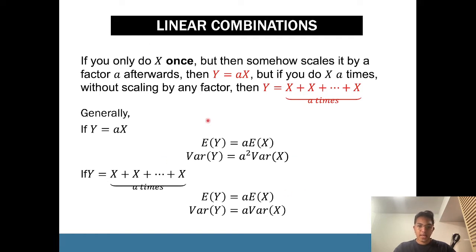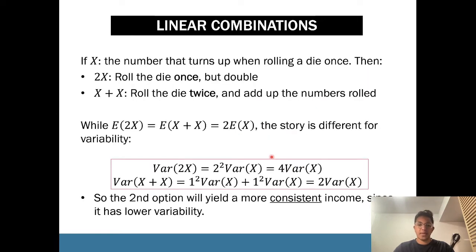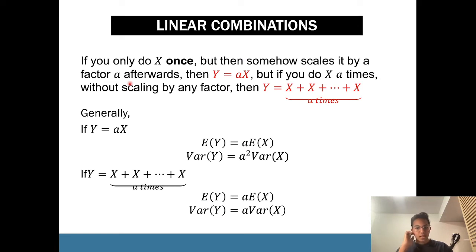Okay, so if we chuck that into our formula, you see that our expected value is the same, right? But our variance varies greatly. So the variance of y in case 1, we get a squared times the variance of x. I'm using this formula here. But when we add them a times, we're going to be doing the variance of x plus the variance of x plus the variance of x, and that's going to happen a number of times. So the variance of x is just multiplied by the constant a. Cool, so there is a big difference.